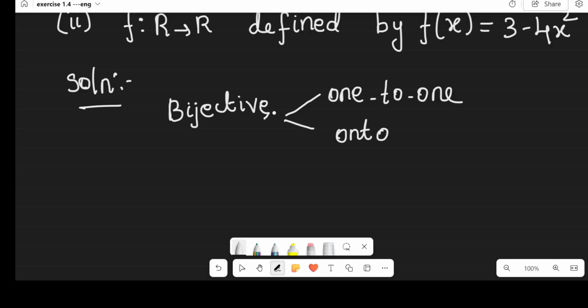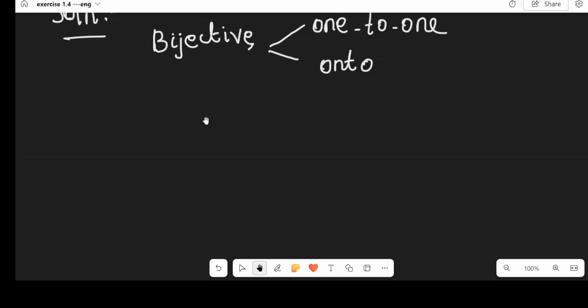First, we have to check whether the function is one-to-one. What is one-to-one? If suppose we have two sets, first set and second set, all the elements of the first set should have a relation with elements of the other set. That is a one-to-one function, that should be unique. All the outputs will be unique.